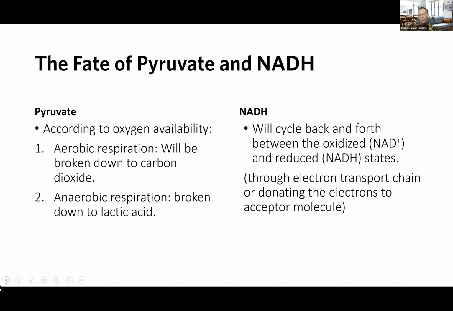Then let's move to NADH. This NADH will cycle back and forth between the oxidized form and the reduced state, in this case through the electron transport chain or donating the electron to an acceptor molecule. Right after this, because in discussing carbohydrate metabolism there are so many things to do and so many things to understand about.